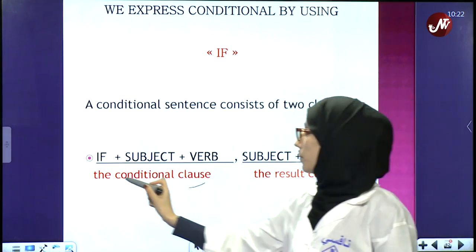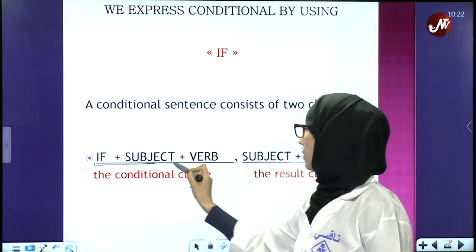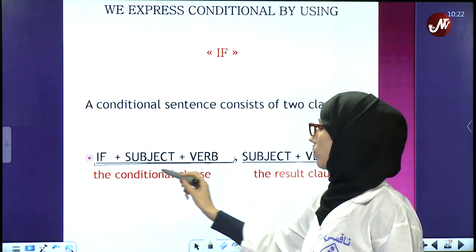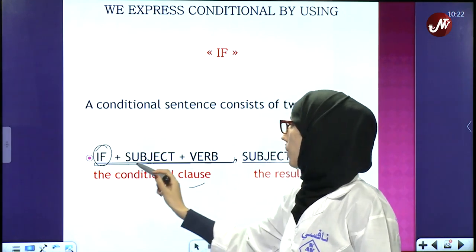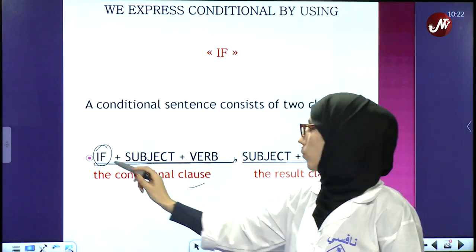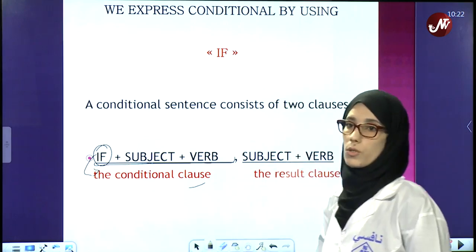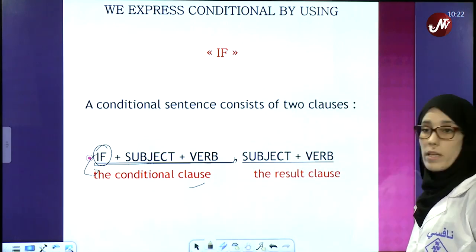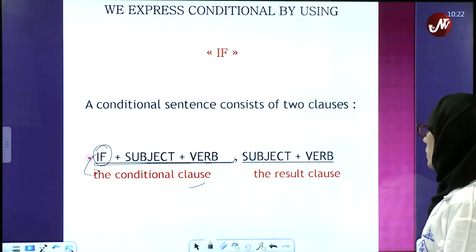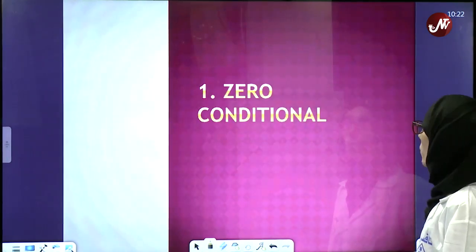The first type here is the 0 conditional. We have if plus the subject plus the verb. So, when we have if, it means this is a conditional clause. Then, the second clause is the result of this condition. Let's see an example.